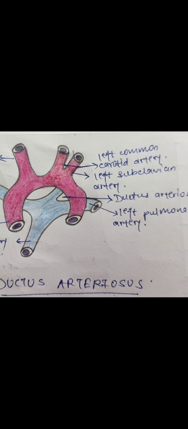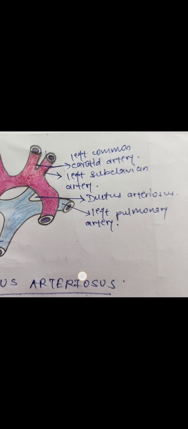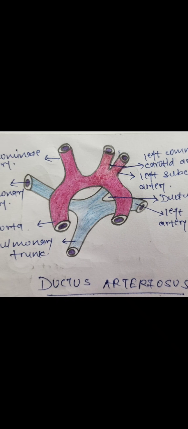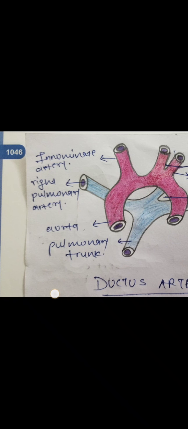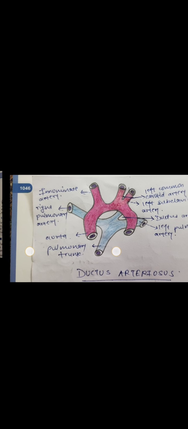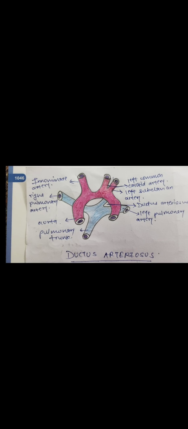Left common carotid artery, left subclavian artery. Ductus arteriosus, left pulmonary artery. Innominate artery, right pulmonary artery, aorta and pulmonary trunk. So guys, these are some of the main important diagrams of the medical. Okay.